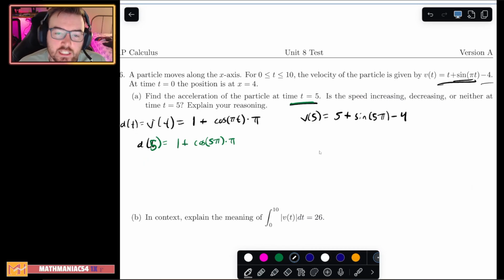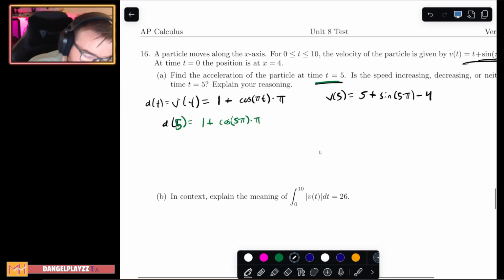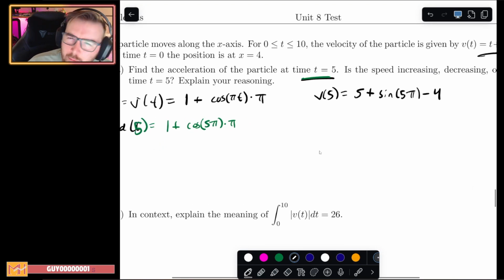Speed is increasing when velocity and acceleration have the same sign. That's something we said way back in Unit 4. Speed is decreasing if velocity and acceleration have different signs. And if one of them is 0 or undefined, it's neither. So are they both positive? Are they both negative? Or do they have different signs? That's what's sort of ambiguous now.